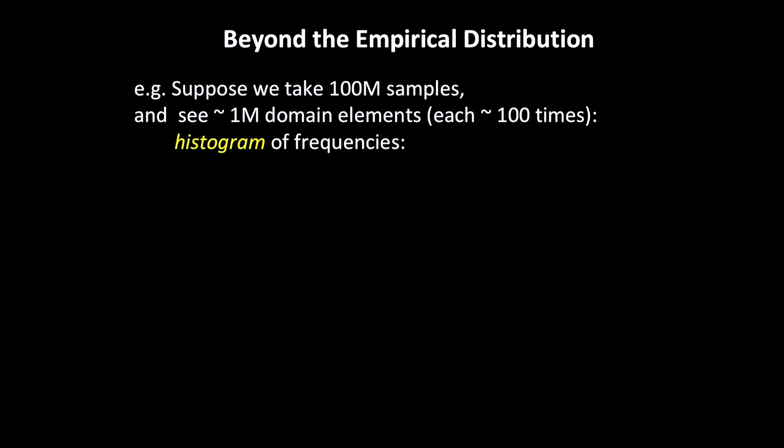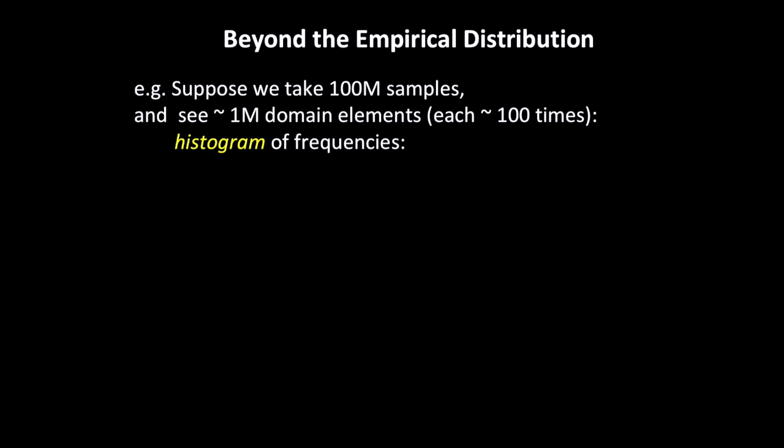Okay, so this is just a thought experiment, and it's meant to convince you that maybe there are more things that one can do than might be apparent. So suppose we take 100 million samples, 100 million independent draws from some distribution, and we see about a million domain elements. This means that most of the domain elements maybe we see 100 times. And I'll plot the histogram of the frequencies with which we see these million domain elements.